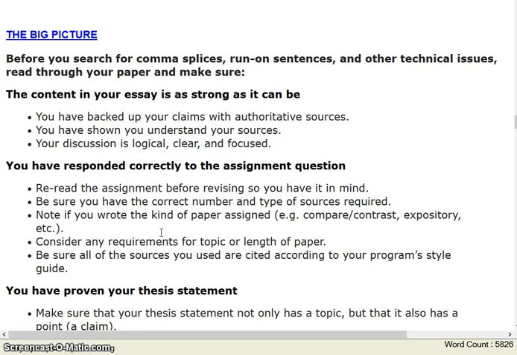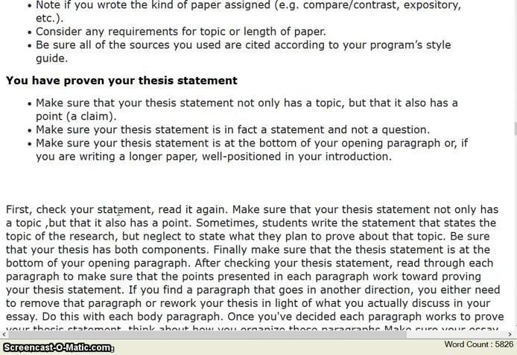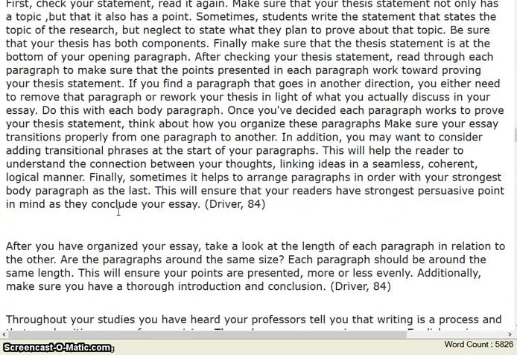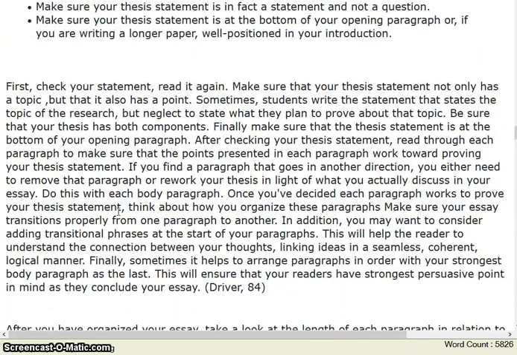So here are more ways to revise your paper. You got to make sure that you have valid sources. You have to make sure that you understand your sources. Make sure that your discussions are logical and clear. Make sure that you responded correctly to the assignment question. Make sure that you've proven your thesis statement. And make sure that your thesis statement is the last sentence of your first paragraph. And make sure that each paragraph matches your thesis statement. And make sure that you have transitions from one paragraph to the other.